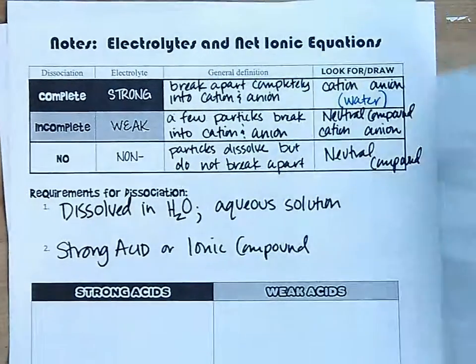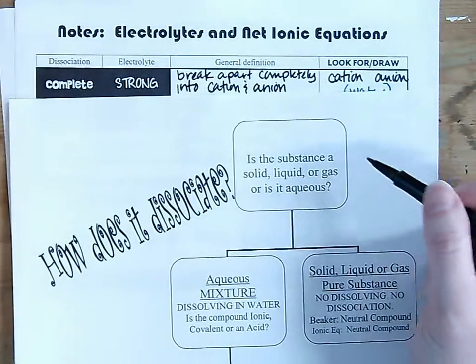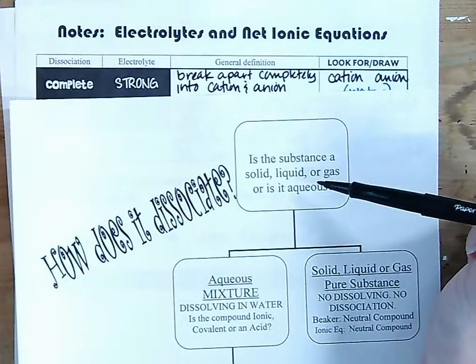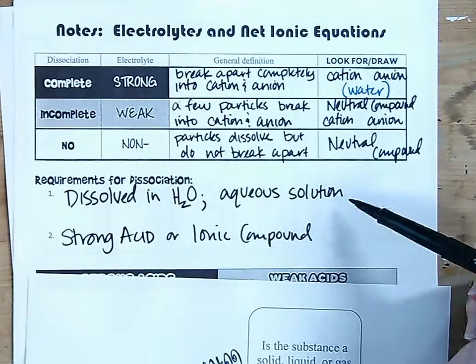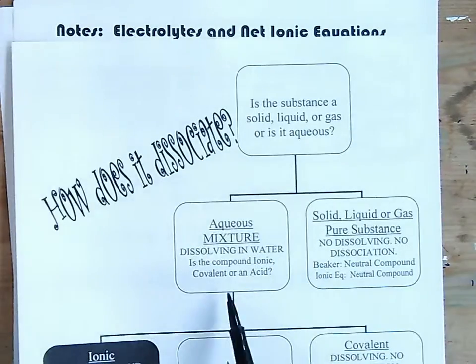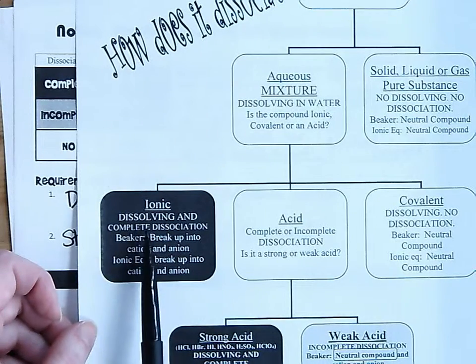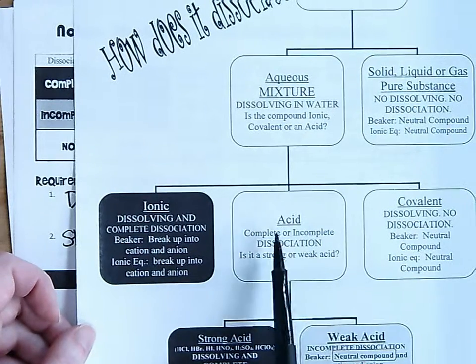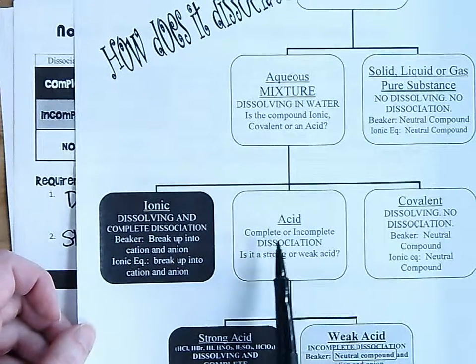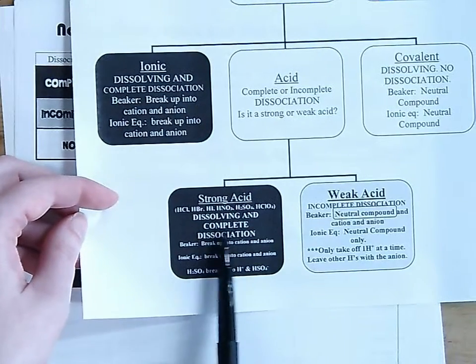Now I want us to take a look here real quick because we've got this lovely flow chart. If you start up here, the first question wants to know, is it solid, liquid, gas, or is it aqueous? That's taking care of this first part here. If it's aqueous, then we have to know if it's ionic, covalent, or acid. If it's ionic, it tells me to dissolve and that it completely dissociates, so break up into cation and anion. An acid, I have to know if it's strong or a weak acid. Well, my strong acids are right here, and my weak acids are going to be right here.